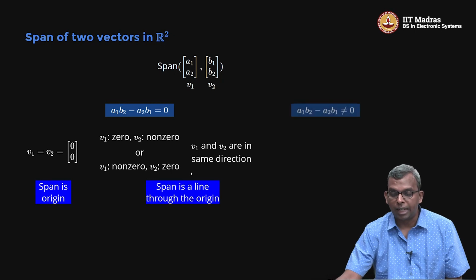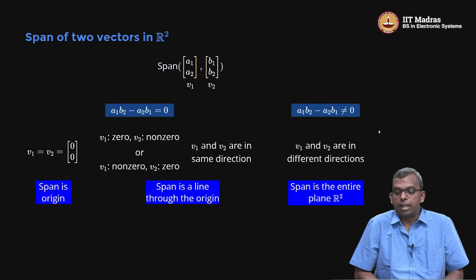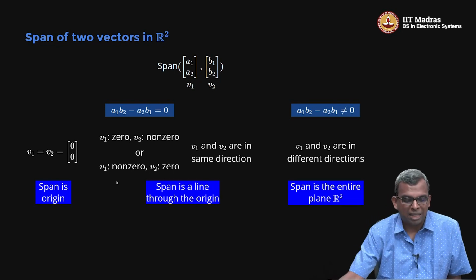And the final case is when A1 B2 minus A2 B1 is not equal to 0. If it is not equal to 0, V1 and V2 are in different directions, and span is the entire plane. So one of these things being 0, these three cases are a bit boring. You can just rule it out. You can say if one of these is 0, what is the point, right? You immediately know the answer. There's no need to do anything. So these two are very interesting.